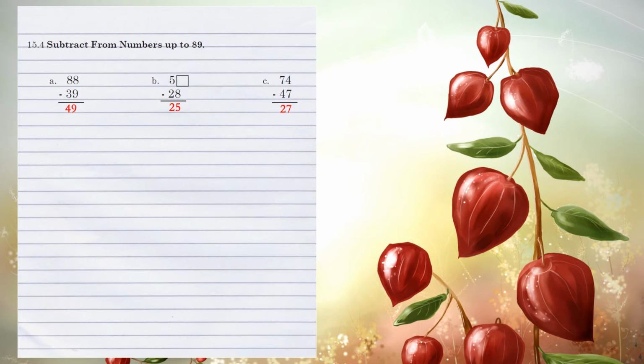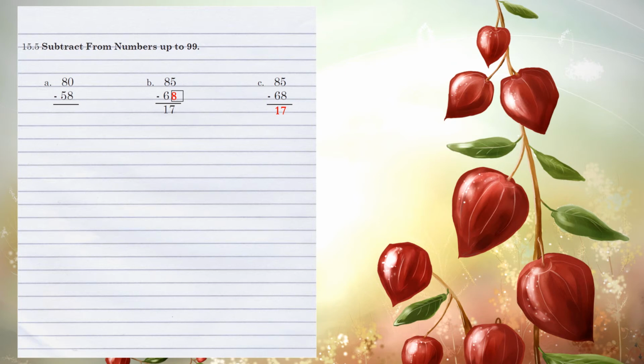Let's look at example B. We have a missing number we want to fill in. Okay, now what number minus 8 would equal 5? Well, there's not a single digit number, but we know that if we take 5 plus 8 and work backwards, that gives us 13. So that means that missing number has got to be a 3.